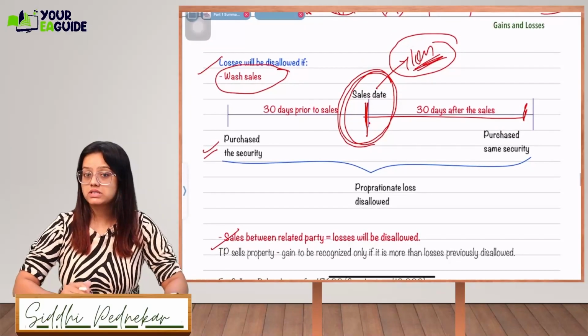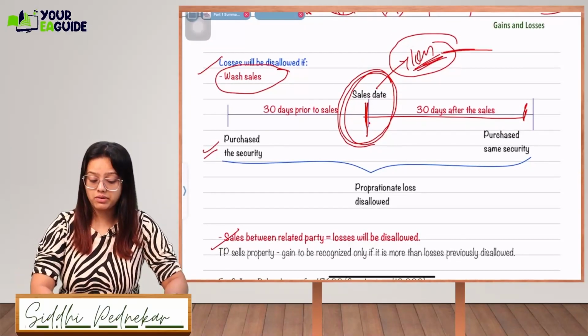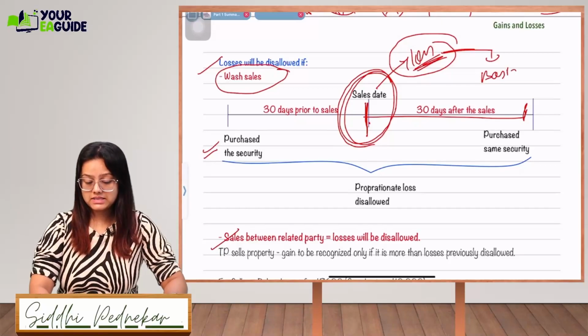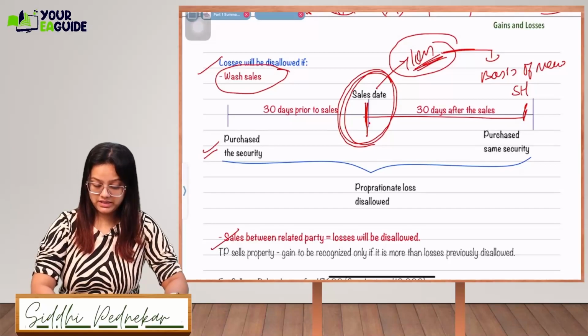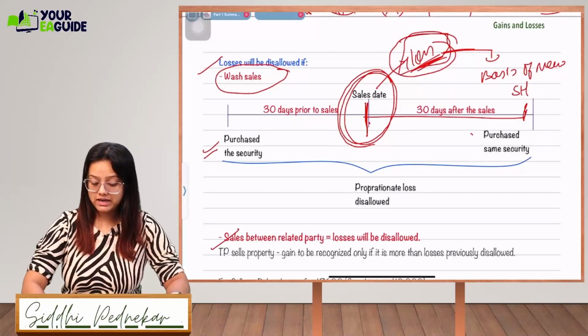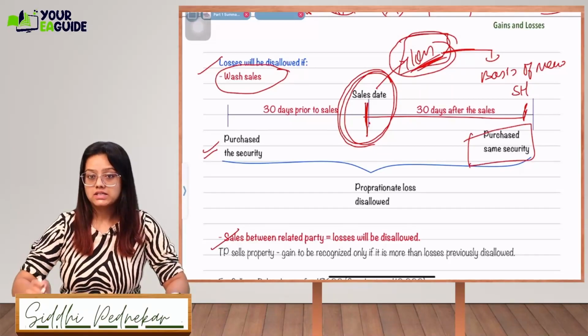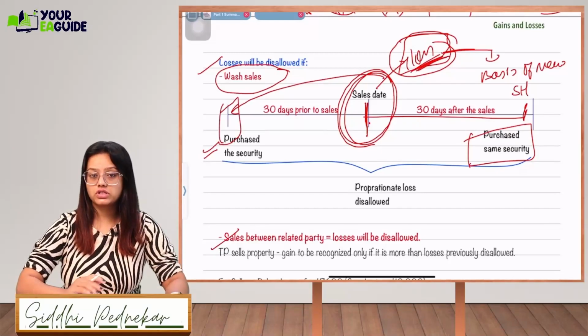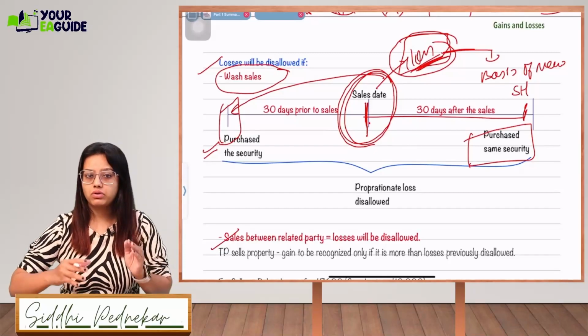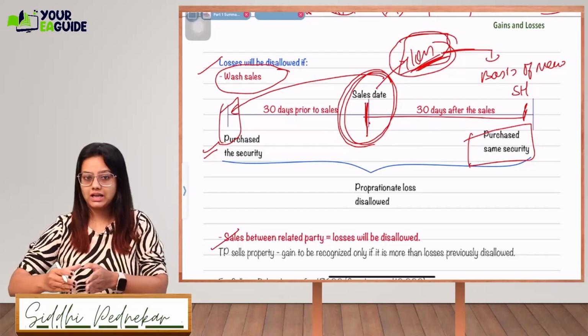Now what happens for this disallowed loss? This wash sale disallowed amount will get added to the basis of the new shares which you purchase. Let's say here the loss is disallowed, so it will be added to the basis of this asset. Same way, if the loss is disallowed, it will be added to the basis of this asset, and when you are going to sell it, ultimately you will not be allowed to take that loss as a deduction on your tax return.